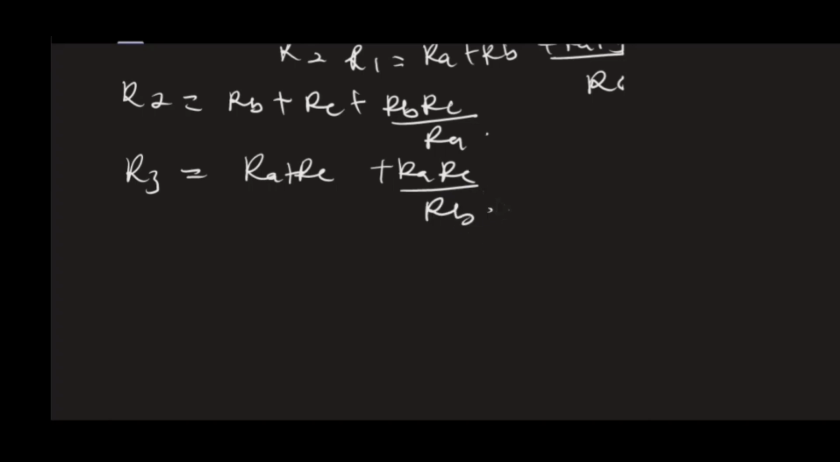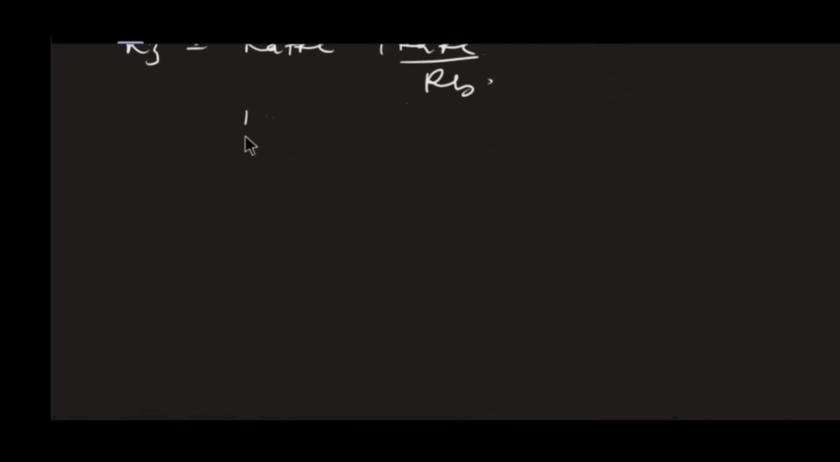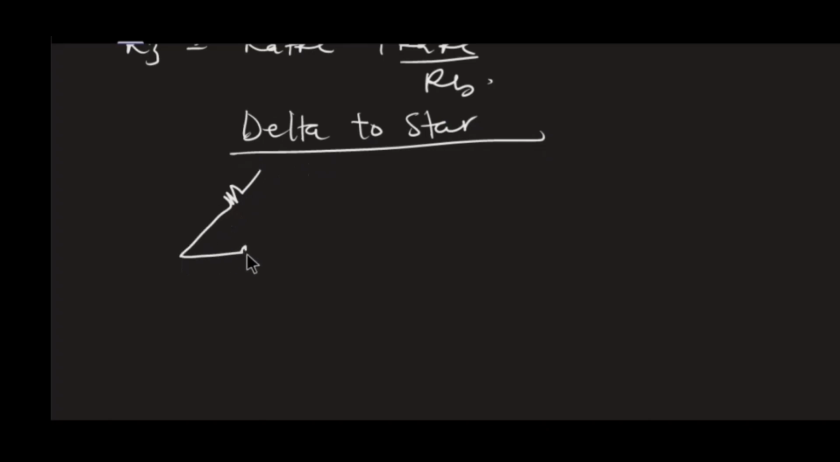And that is the transformation from star to delta. So when you get these values, you clean your star within and it will turn to delta. Now let's see from delta to star. So from delta to star, you already have this, and here is my R1, here is my R2, here is my R3.